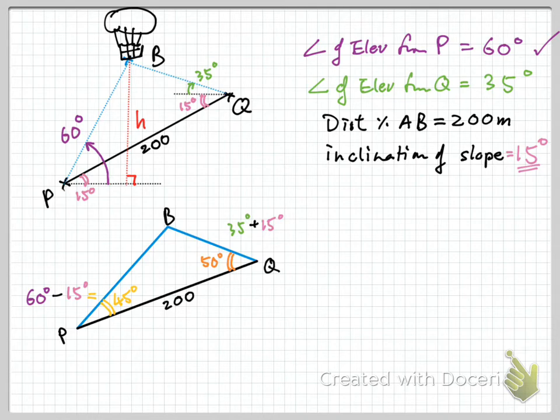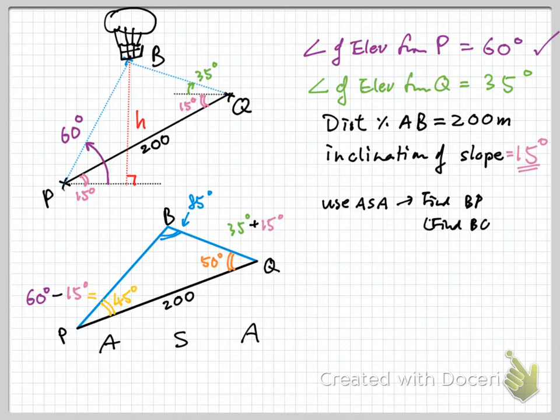So once again, it is a classical ASA situation. In ASA, we need the top angle as well. The top angle, let me put that in blue. How much is the top angle? It's 180 minus 50 minus 45. It goes to 85 degrees. So we can use the ASA sine formula to find PB or maybe QB.